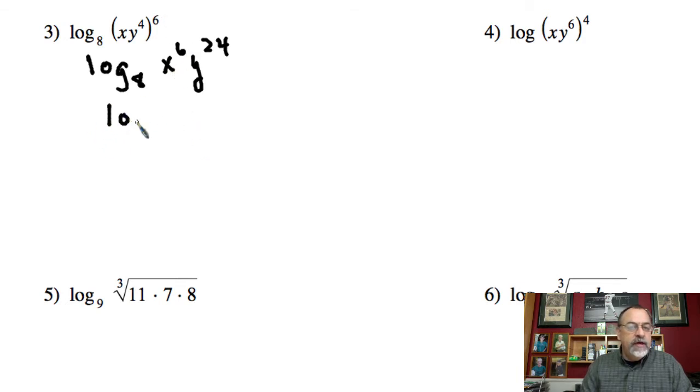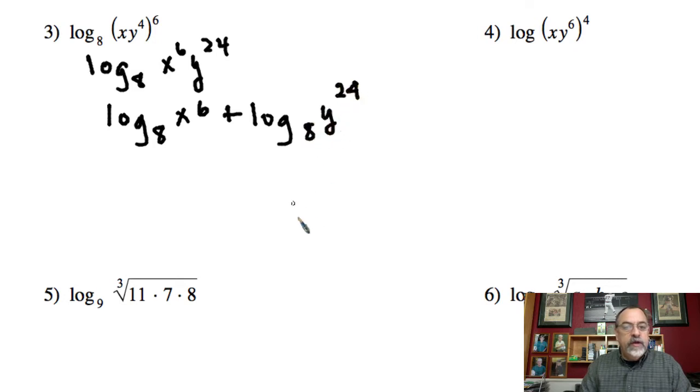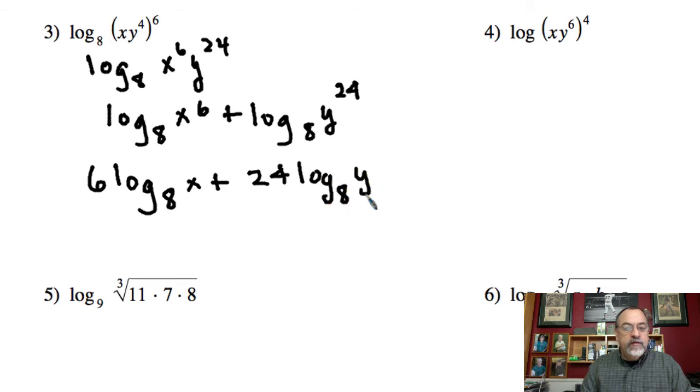So I'm going to have log base 8 of x to the 6 being multiplied, so we add log base 8 of y to the 24th. And then again we have these powers to powers, so we can move these out in front. So this is going to be 6 log base 8 of x plus, this is a power which can be moved in front, 24 log base 8 of y, and so this would be the expanded form of that one.